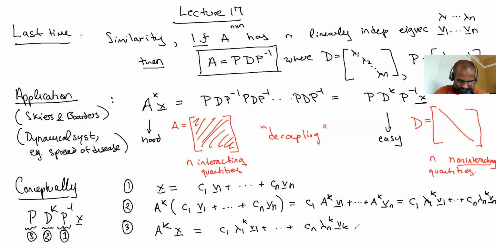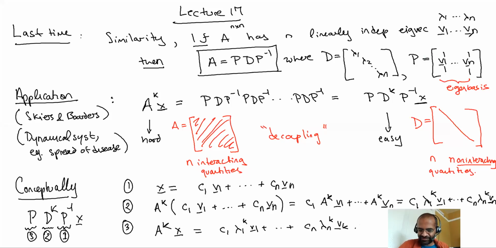So that's a conceptual explanation of what this factorization means. It's just saying if you change your perspective to be this eigenbasis, then you can easily track what the powers are doing to the coefficients of x, or to the coordinates of x in the eigenbasis. So any questions about this?